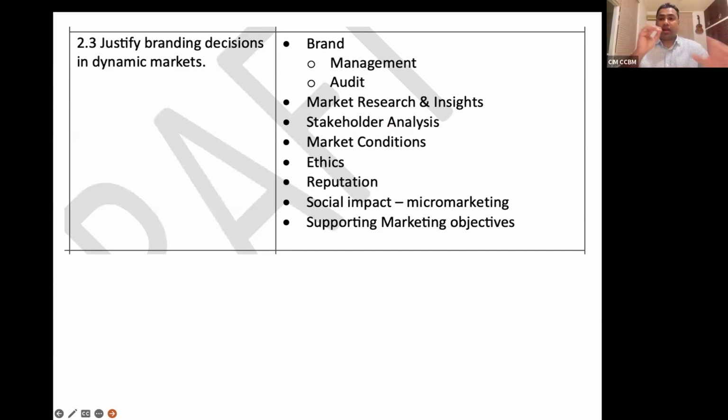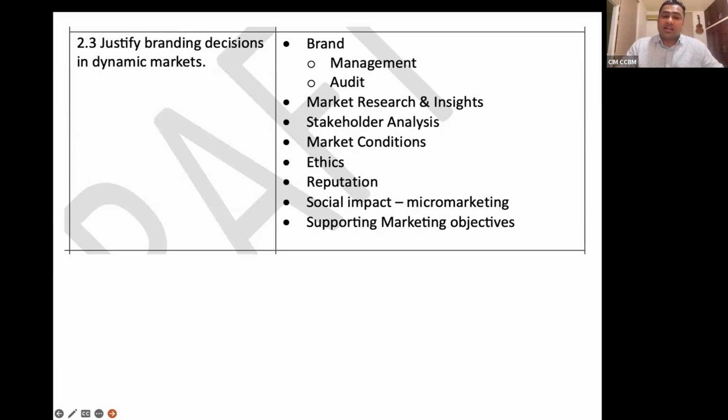So we'll be looking at what brand management is. I think we have discussed and defined that already. But we will be looking at the process of a brand audit. We'll also be discussing the importance of market research, undertaking qualitative and quantitative research, and finding insights in order to justify your branding decisions. We'll be looking at stakeholder analysis. We've looked at stakeholder analysis before, so we'll be refreshing our thoughts on that.